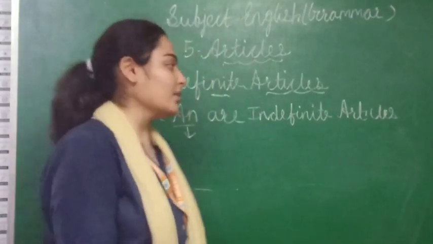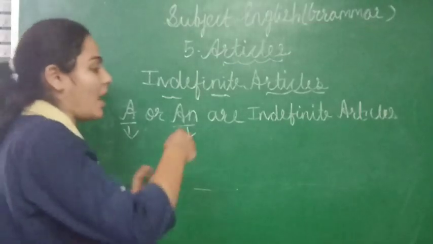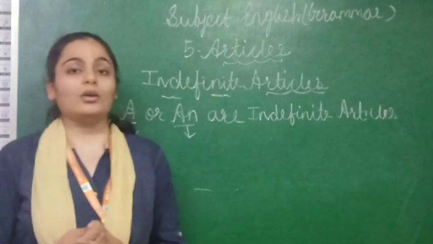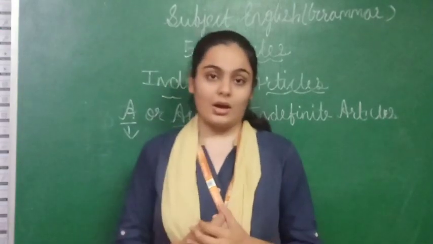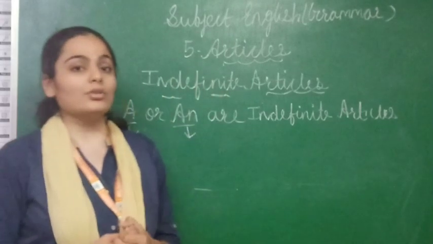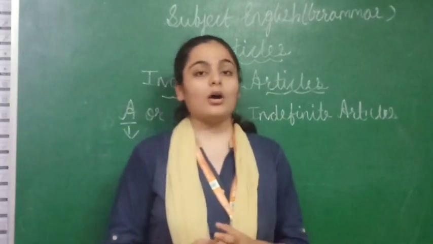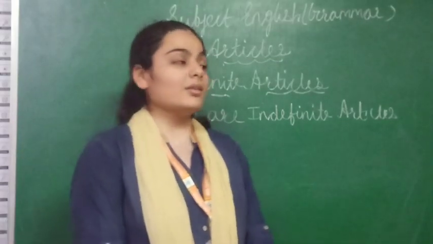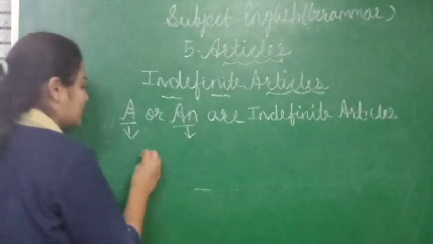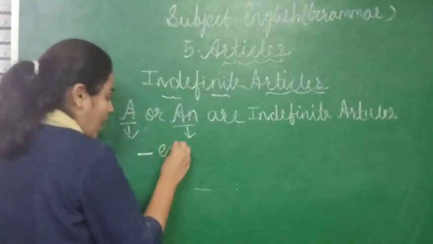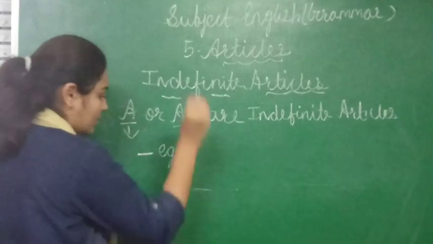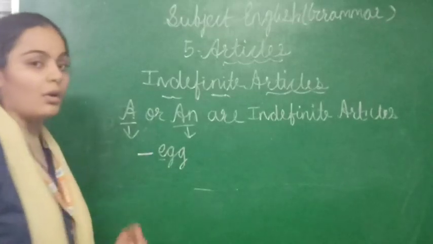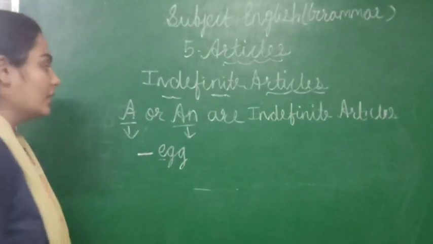Okay. So next, where are we using a or an, other than consonants and vowels? We use a or an with a singular noun, or also with a common noun. Okay, kids, I am giving you an example. Egg. In egg, E is a vowel.